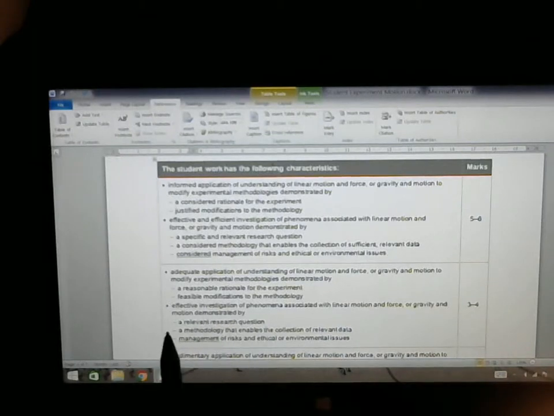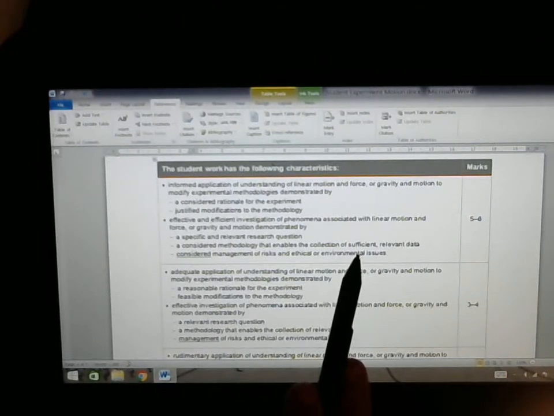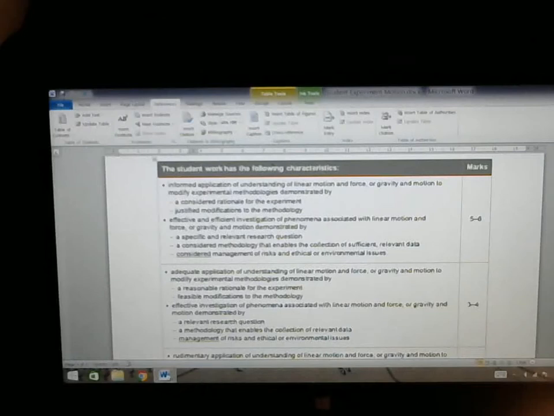Considered, again, we saw that word earlier. Sufficient is an important word we'll see a little bit later on, but sufficient in this case means you've done enough. And finally, considered management of risks and ethical environmental issues. Again, considered in this case is that you're giving attention to detail. Now the 3s and the 4s mostly are sort of your standards, in that as long as you're doing a basic amount, it's going to be fine.